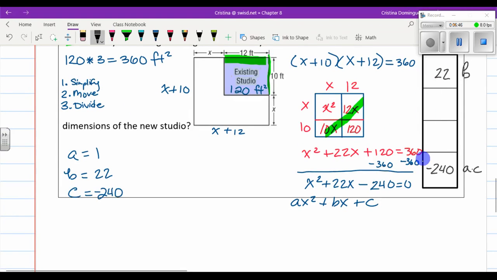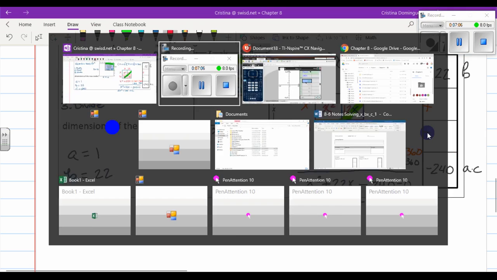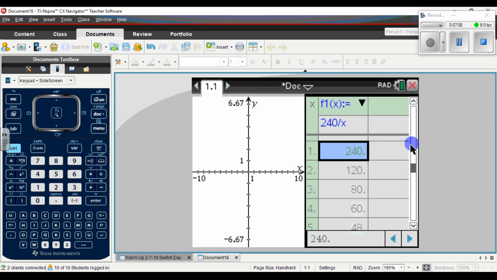At this right here, I have a negative here, right? So automatically I know my signs are going to be different. And when I have different signs, I want the difference, right? So let's go ahead and find two numbers that multiply to 240 and have a difference of 22. Let's go over here. There we go. Looking for a difference of 22. I'm going to scroll down.